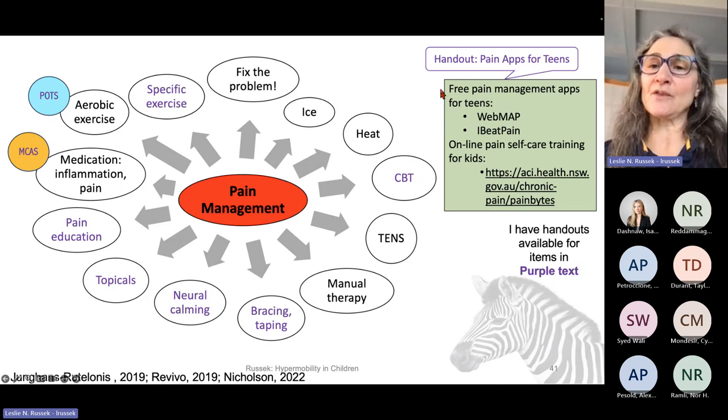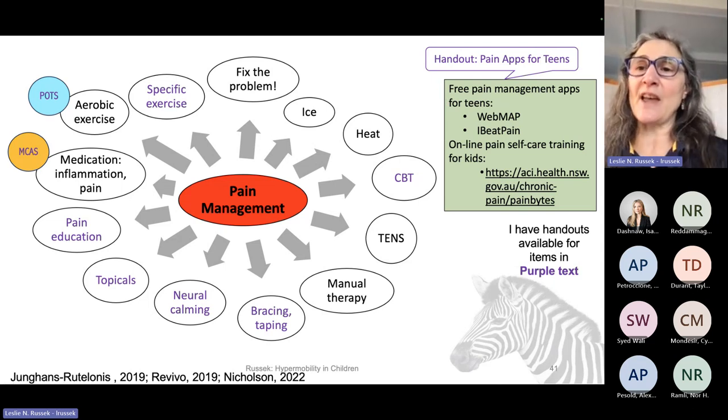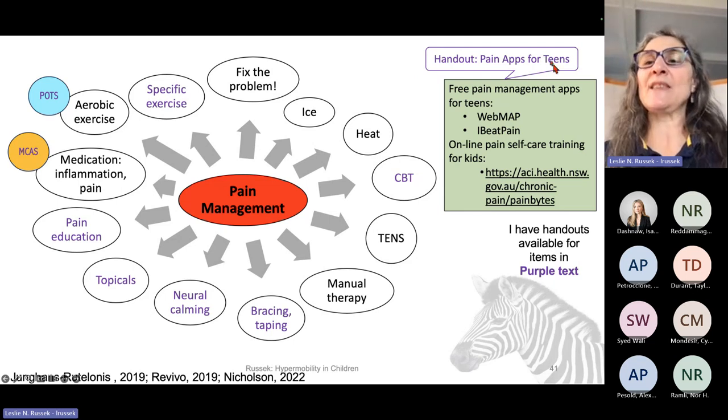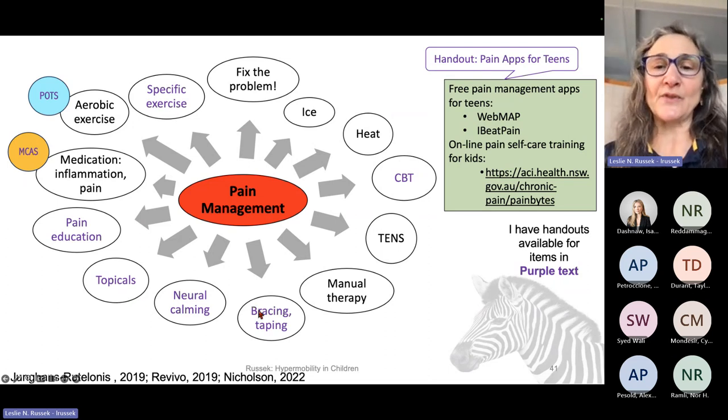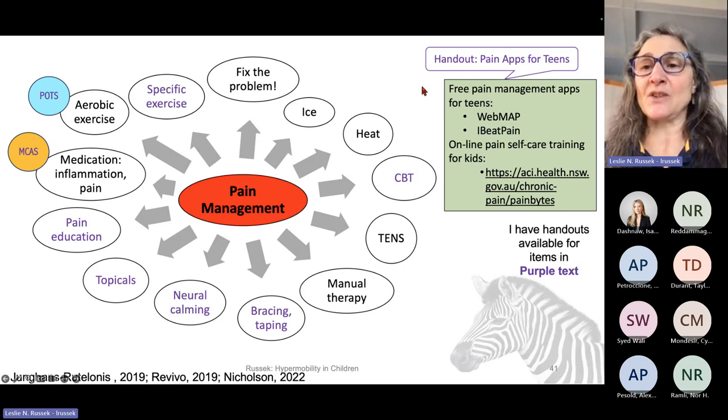If they have a sensitive nervous system, there are a couple of free pain management apps designed for teenagers. I have a handout. Anything you see in purple text here, like exercise, neural calming, topicals, I have a handout for it on my website. You're welcome to access it and give it to patients.